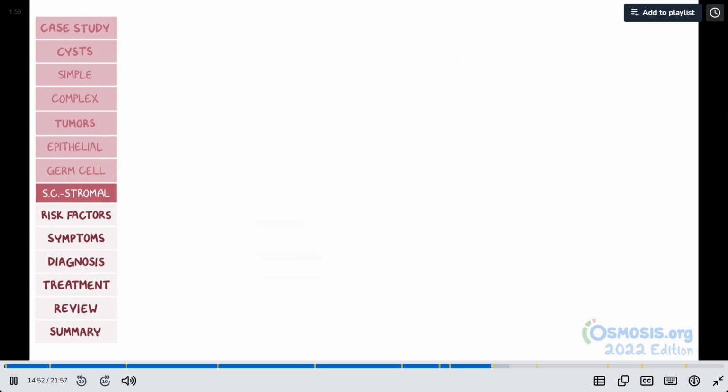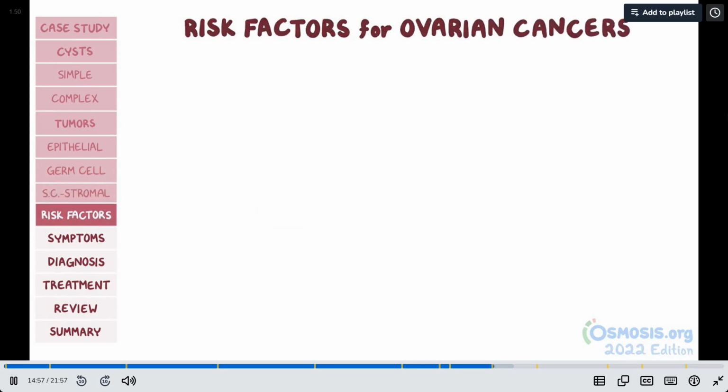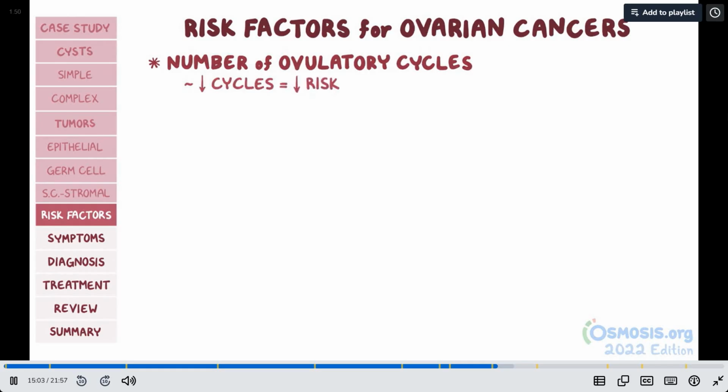Now, there are plenty of risk factors associated with ovarian cancers, but the most important one you need to remember for your exams is the number of ovulatory cycles. The fewer ovulatory cycles, the smaller the risk of developing ovarian cancer. This is because ovulation requires continual replication, so the more the cells divide, the more likely they will mutate and become cancerous.